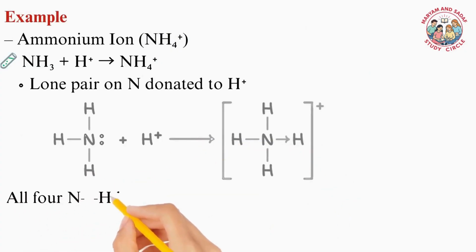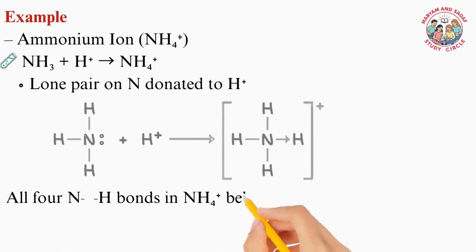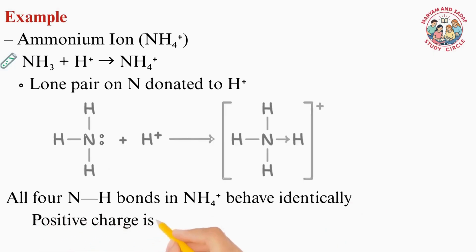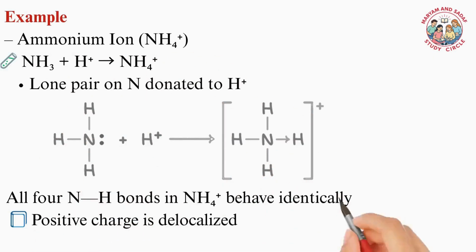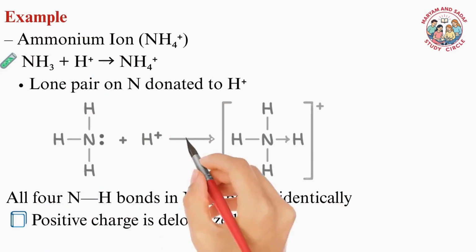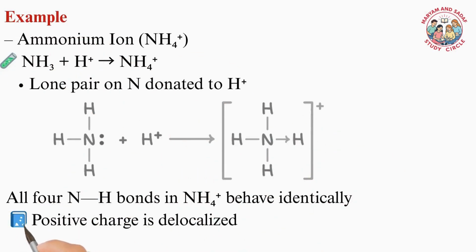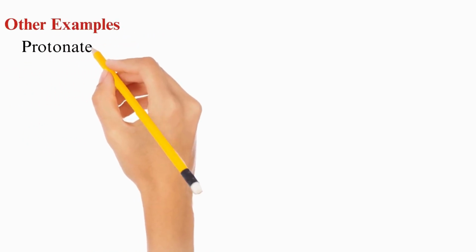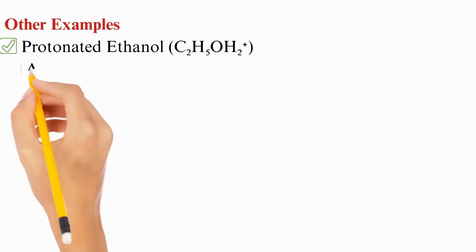Another example is ammonium ion formation. In ammonium ion formation, the nitrogen of ammonia donates its electron pair to a hydrogen ion. As a result, a coordinate covalent bond is formed between ammonia and the hydrogen ion. Other examples are protonated ethanol and ammonium chloride.